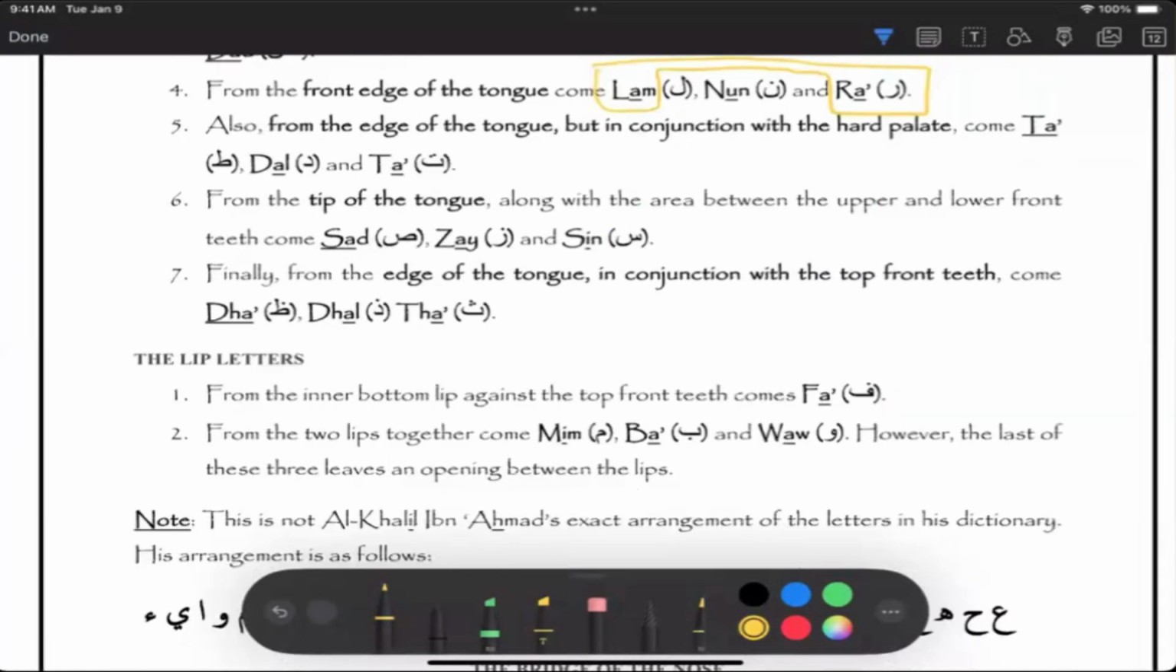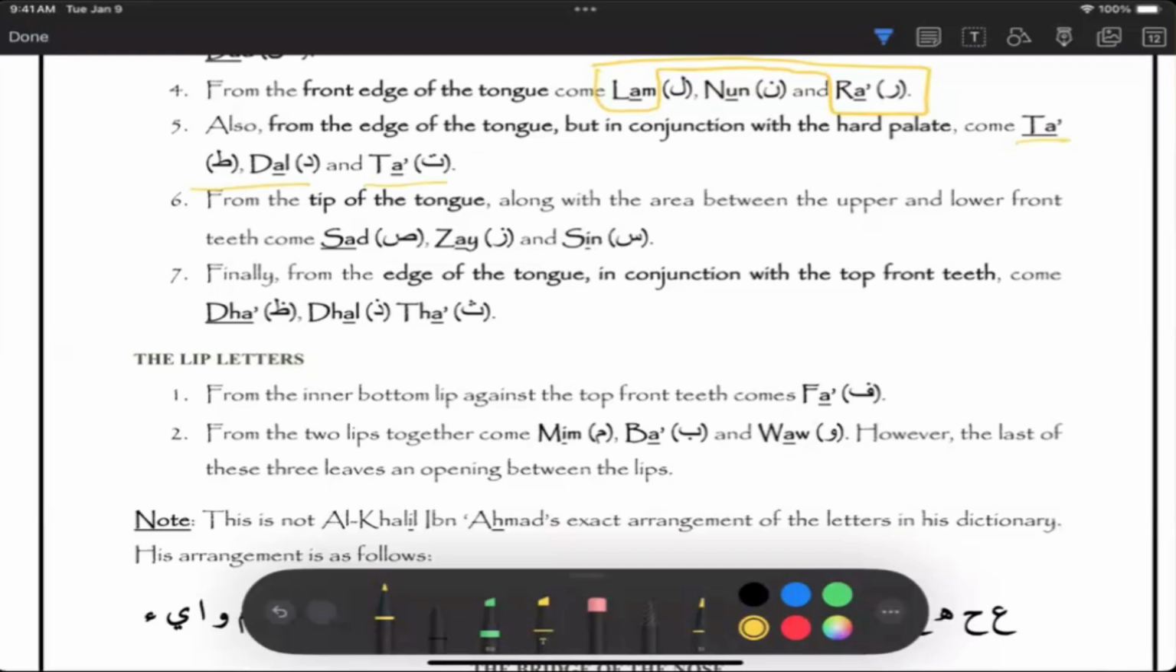Also, from the front of the tongue, but in conjunction with the hard palate, comes ta, dal, and da. The top of your mouth has two segments, a hard palate and a soft palate. The hard palate is in the front. The soft palate is in the back. Where the cough and the calf are, that's soft palate. So ta is the big sister, and da is the little sister, and dal is the middle sister.